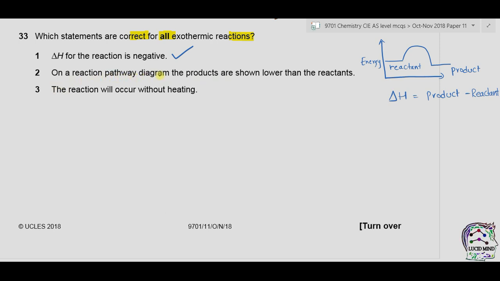2. On a reaction pathway diagram, the products are shown lower than the reactants. This is true because the energy of product is less than the energy of reactant. 3. The reaction will occur without heating. Now this statement is not true for all exothermic reactions because let's suppose we have combustion of methane. It is an exothermic reaction and we need a spark to start this chemical reaction. So this is not true for all exothermic reactions, so therefore 3 is incorrect. As option 1 and 2 are correct, the answer is therefore B.